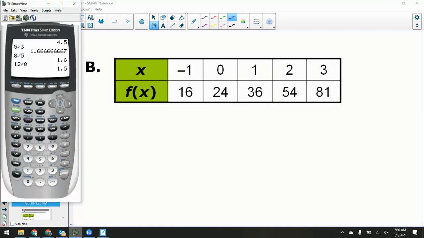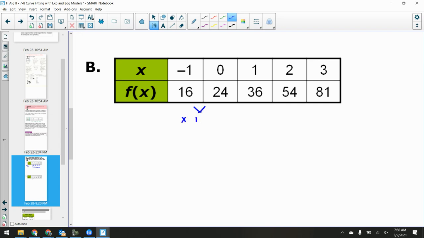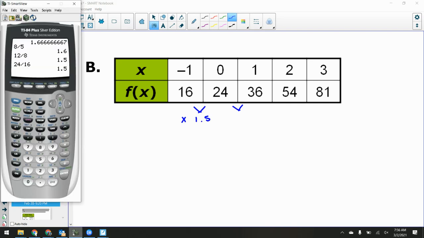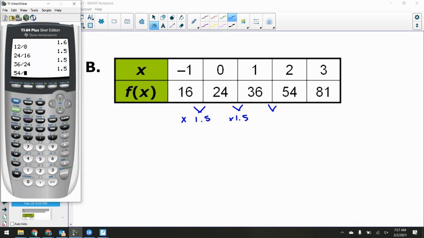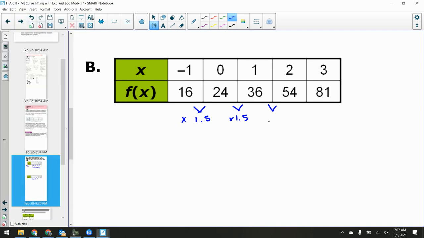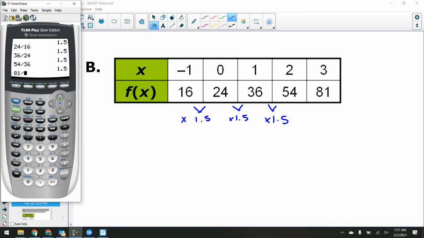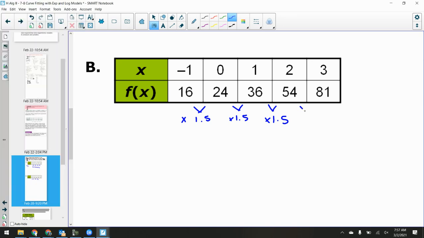Is it exponential? Let's check. 24 divided by 16, that would have been a 1.5, look at that. Okay, 36 over 24, look at that, 1.5 again. Is that true for 36 to 54? 54 divided by 36. Look at that, 1.5. You should check all of them just to be sure. You never know if it's going to vary in the end. 81 divided by 54 is going to get me 1.5. So, is it exponential? Yes.